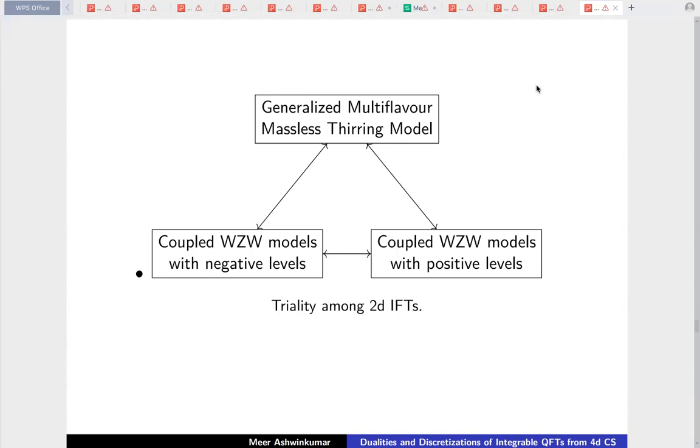The hope is that combining discretization of the massless Thirring model as well as the bosonization of the massless Thirring model, we will be able to understand the quantization of coupled WZW models of this type over here, which are known to have this problem of non-ultralocality. So this is not something that we delve too deeply into, but eventually we hope that this can be done.